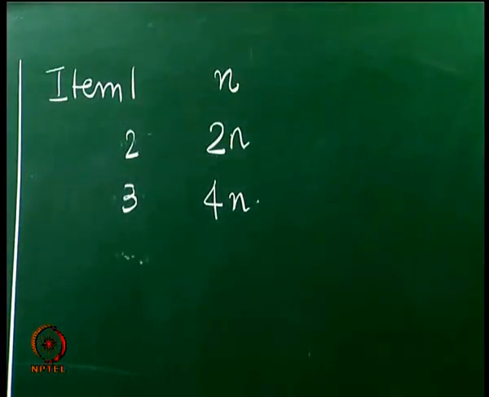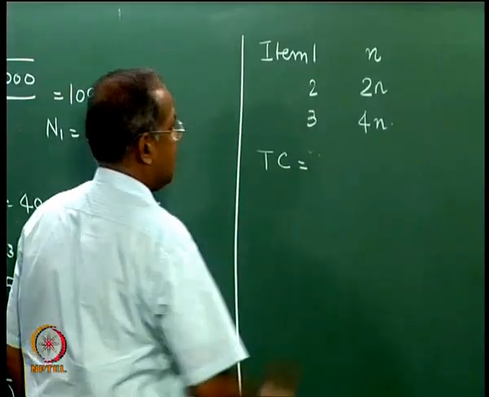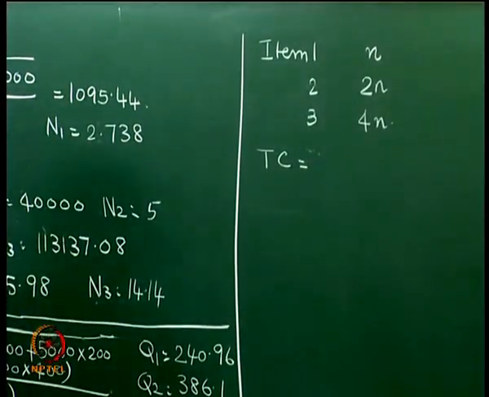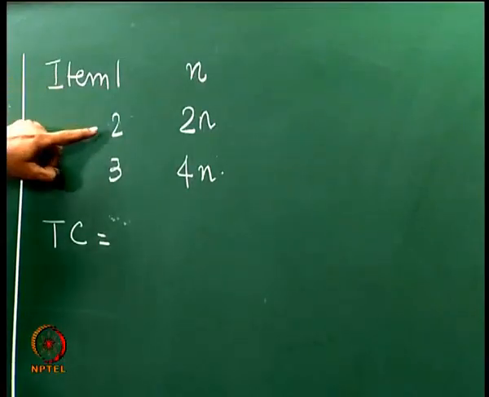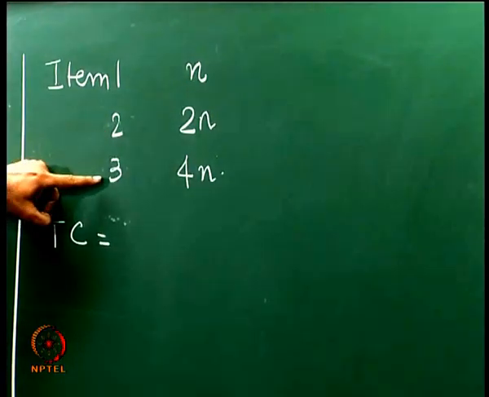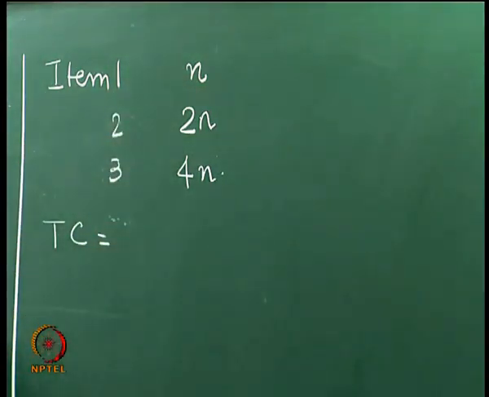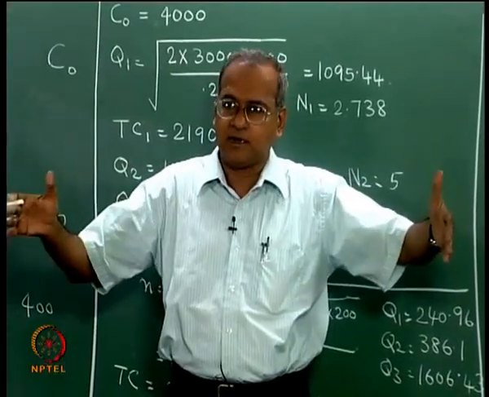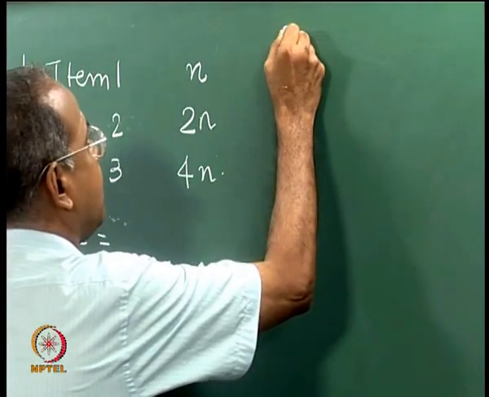Now, when we start doing this, what is the gain that we have? So, the gain that we would have is this. The total cost for this system will be, so totally there will be n orders in a year for this, there will be 2n orders in a year for this, and there will be 4n orders in the year for this. So, there will be a total of 4n orders in a year, out of which this 2n will be synchronized within this 4n, and this n will also come within this 4n.